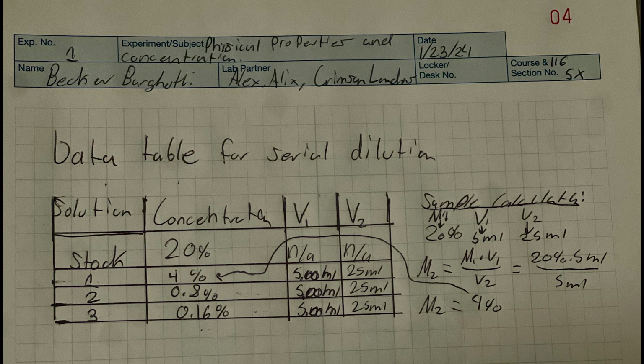Here you can see the data table for all of our serial dilutions. We have a column for the solution indicating stock 1, 2, and 3. The concentration would be the M1 for each successive solution. Then we have the V1 and the V2. And to the side we have a sample calculation where M1 is 20%, V1 is 5 milliliters, our V2 is 25 milliliters, and we can use our dilution equation to calculate 4% to be our next concentration.